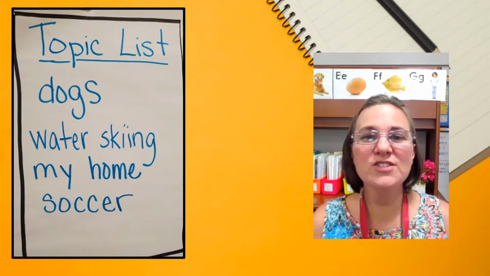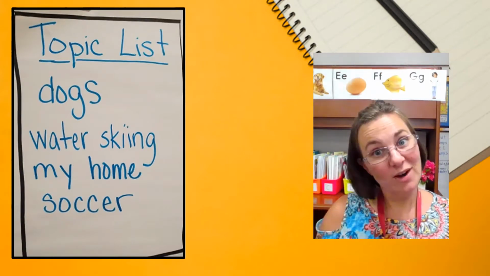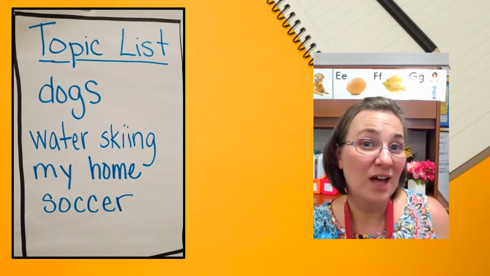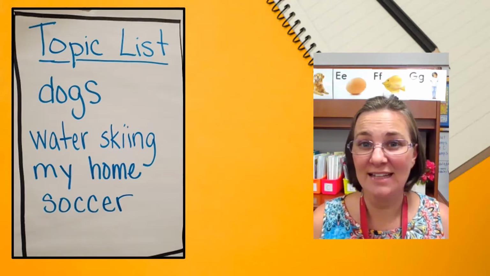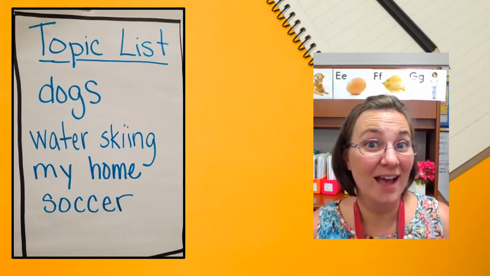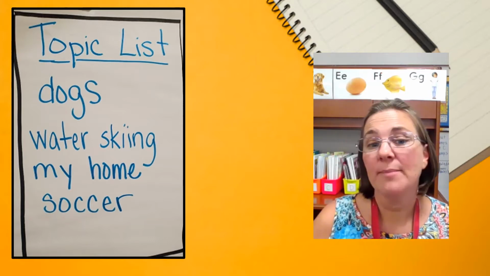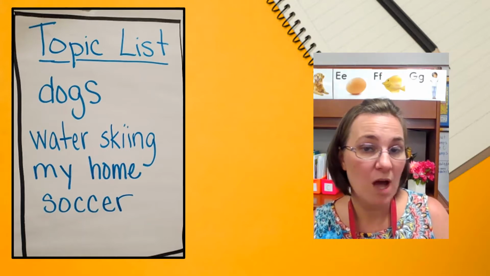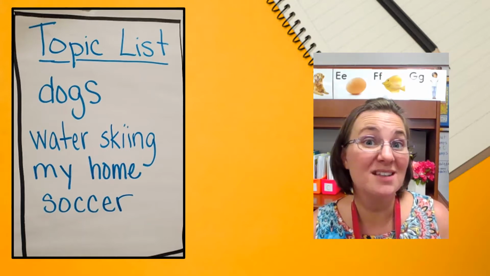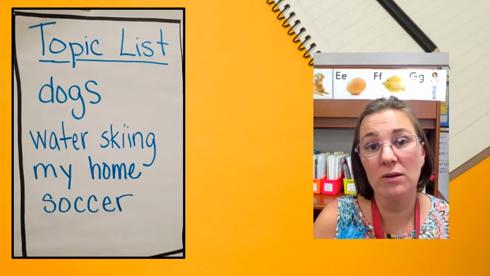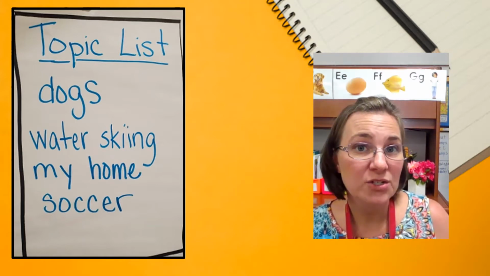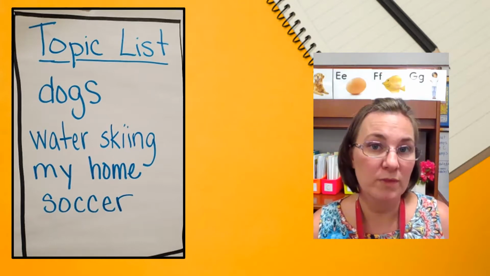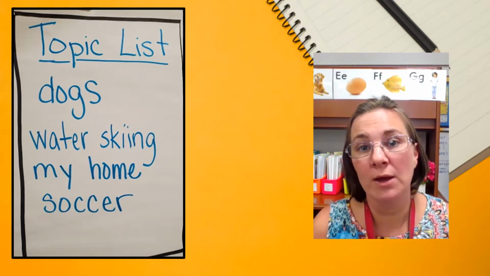So writers, the first thing that we need to do is go back to our topic list from the first lesson. Remember when we listed things that we knew a lot about? Maybe you've been adding to that list as you've had more ideas. I know I have. I've already written about dogs, but maybe I could write about water skiing or my home or soccer. Those are 3 more topics that I know a lot about that I could write about. Maybe you have new ideas on your topic list. I think I'm going to choose the topic of my home this time. I'm going to write to teach about my home.